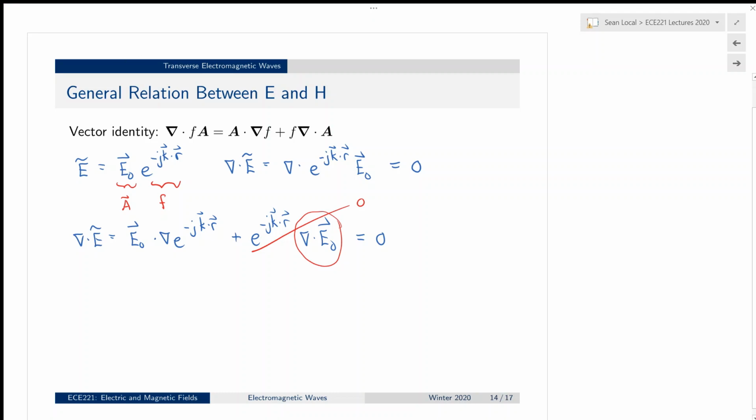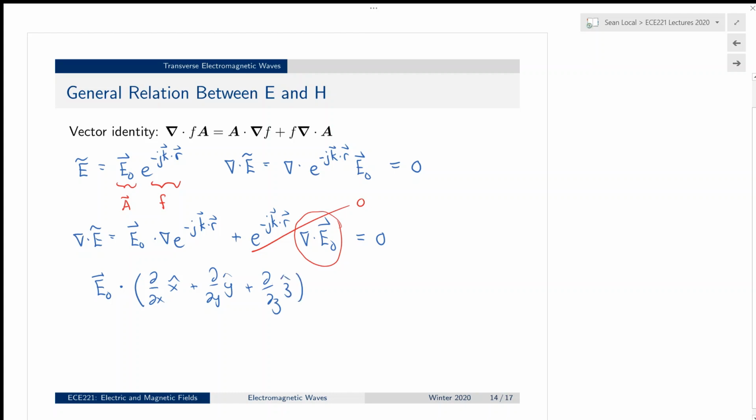Let's expand this expression here. So we have E naught, and now let's dot that with the gradient of e to the minus j k dot r. So let's expand the gradient operator. This is d by dx, x hat, plus d by dy, y hat, plus d by dz, z hat.